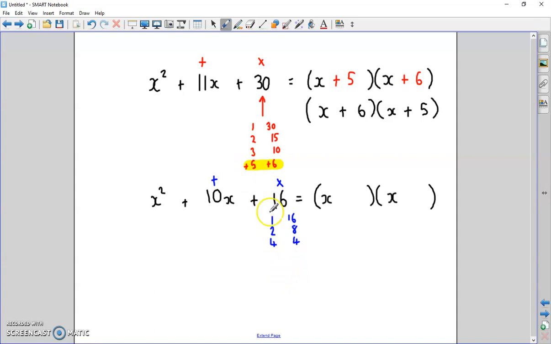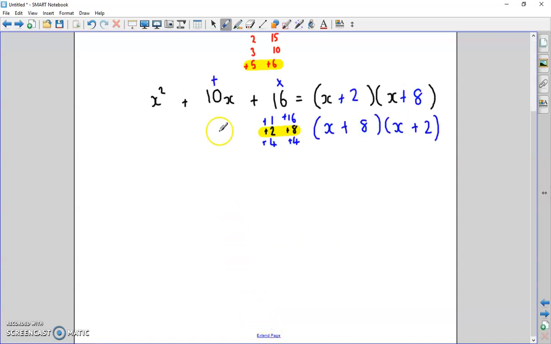Out of our pairs, they're all pluses. Which pair adds to make 10? It would have to be that middle pair there, plus 2 and plus 8. So in my brackets, I'll put plus 2 and plus 8, and of course, just like the one above, if you had them the other way round, that's not a problem. That's exactly the same thing, okay? Same numbers, same signs, literally just written the other way round.